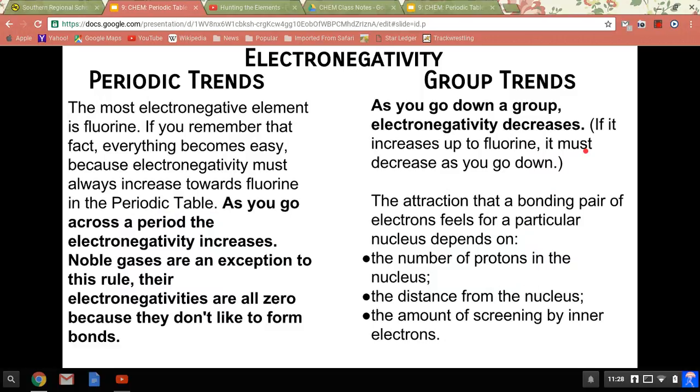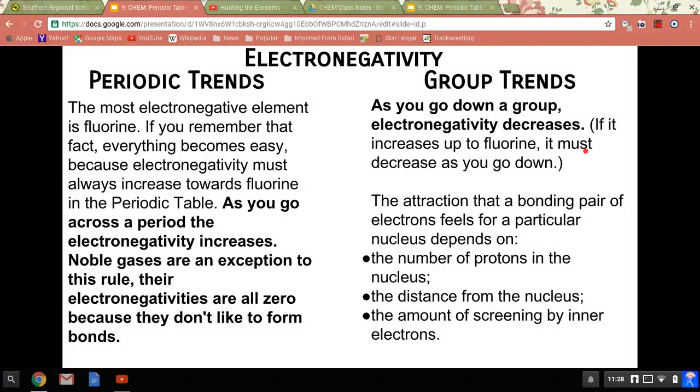The trend with this, and you probably picked up on it from looking at that last slide, is that as you go from left to right across a period, electronegativity increases. It stops at the halogens, though. Don't include the noble gases in that. Even though they're all the way on the right-hand side, we know they don't have electronegativities. So it stops at the halogens.